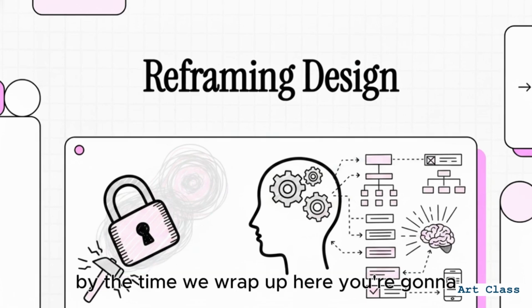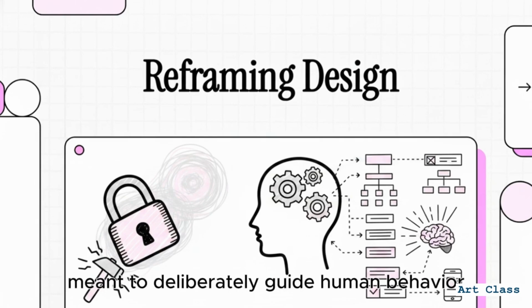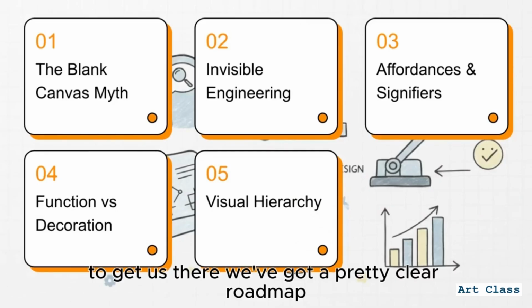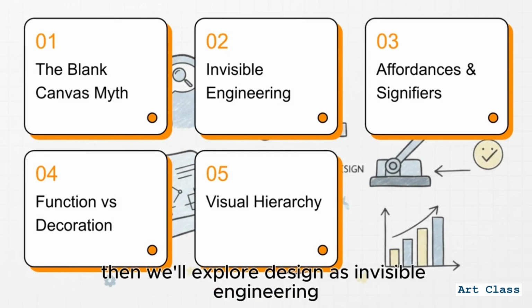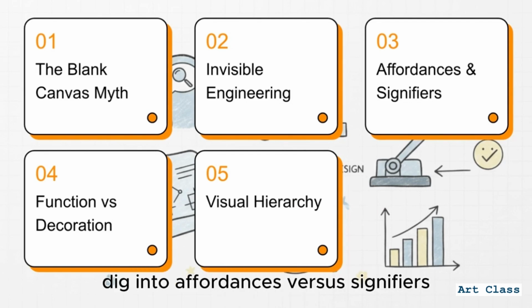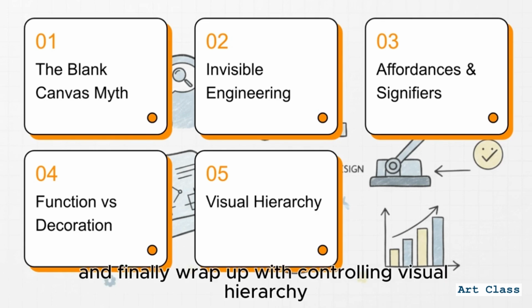By the time we wrap up here, you're going to see that it's really just a set of logical tools meant to deliberately guide human behavior. To get us there, we've got a pretty clear roadmap. First, we'll tackle the blank canvas myth. Then, we'll explore design as invisible engineering, dig into affordances versus signifiers, look at why it's function over decoration, and finally, wrap up with controlling visual hierarchy.